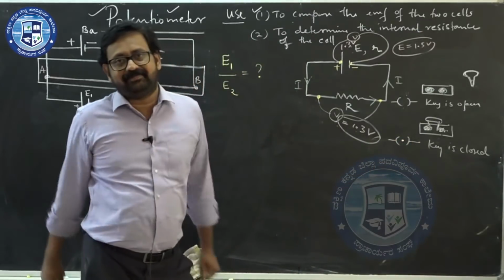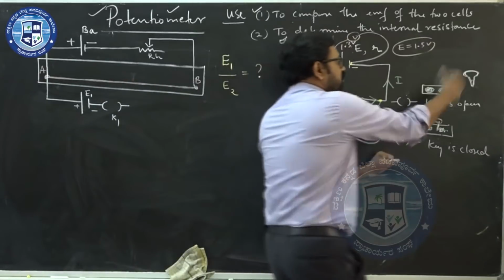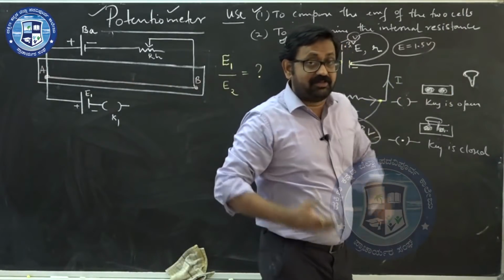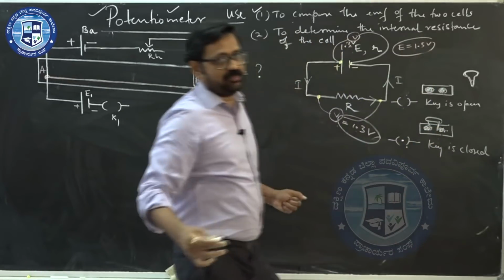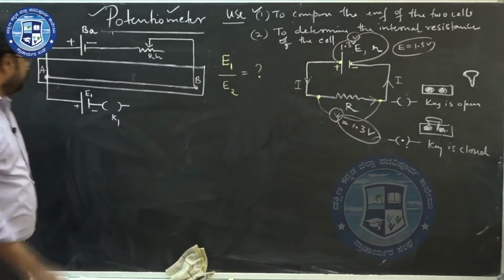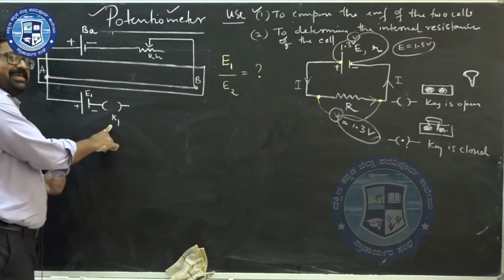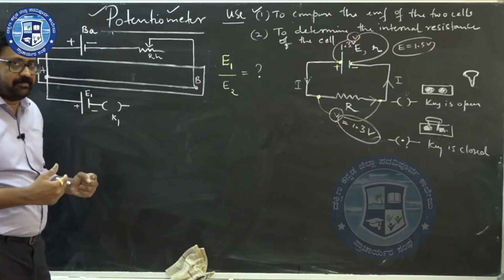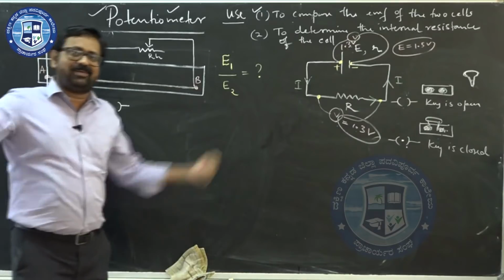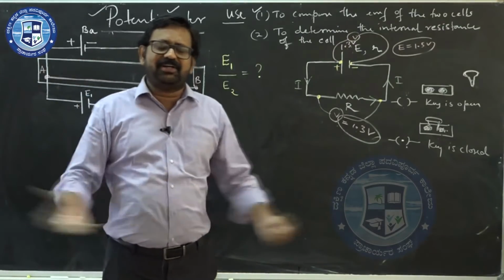We have put the key. If you remove the key, I have unplugged the key, which means the circuit is open, the key is open. If I put that knob, the key is closed. I think you understand. There is a key K1, it is open and not closed. When the key is open, it is just like an open circuit. No current is flowing in that part.